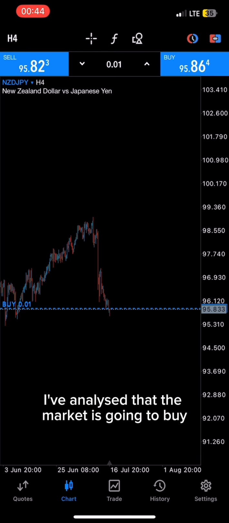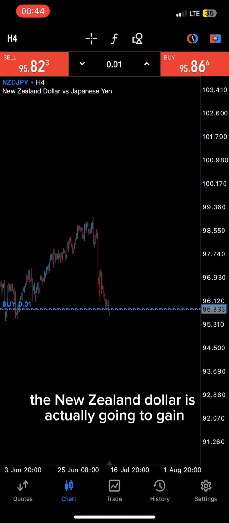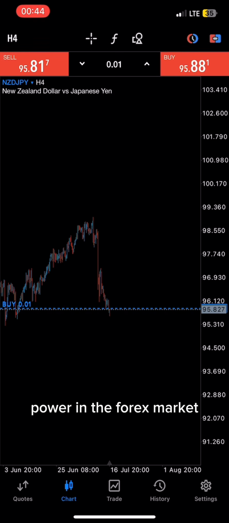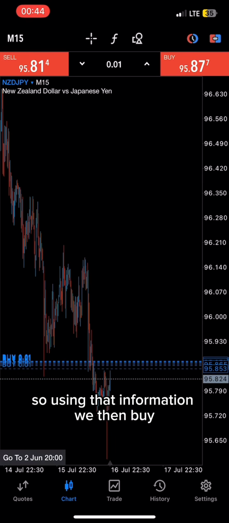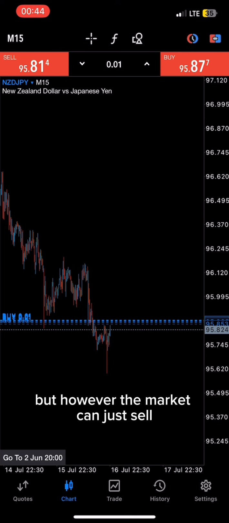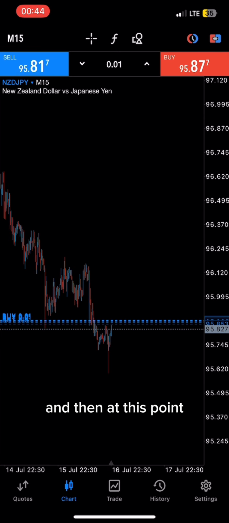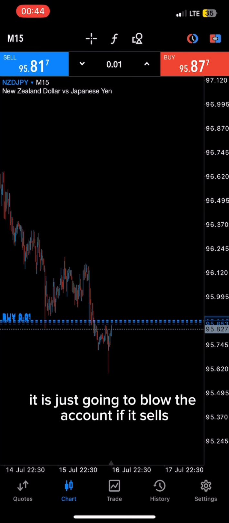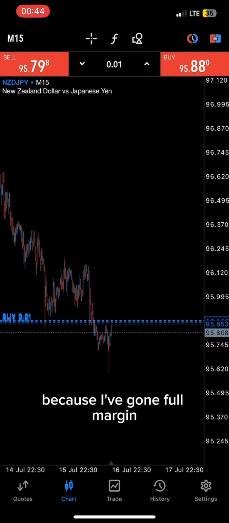As you can see, I've analyzed that the market is going to buy, which means the New Zealand dollar is actually going to gain power in the forex market. So using that information, we then buy. But however, the market can just sell, and at this point, it is just going to blow the account if it sells, because I've gone full margin.